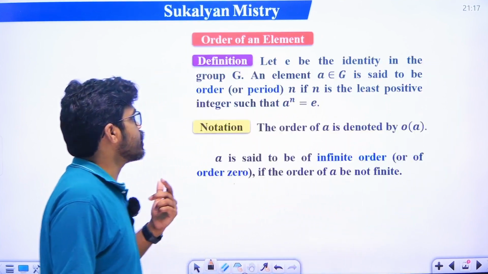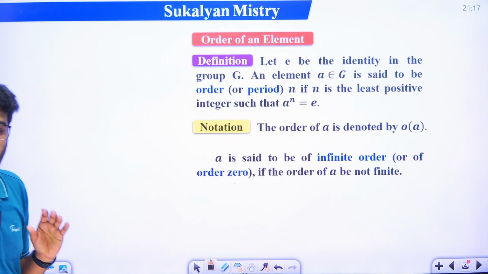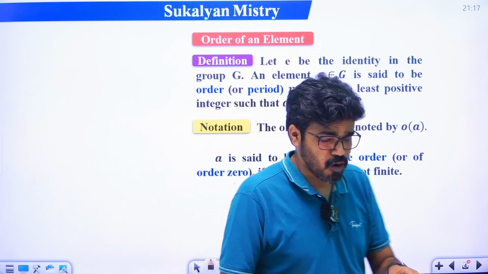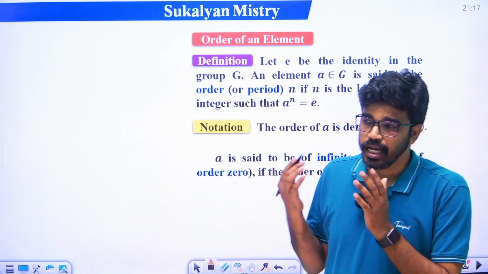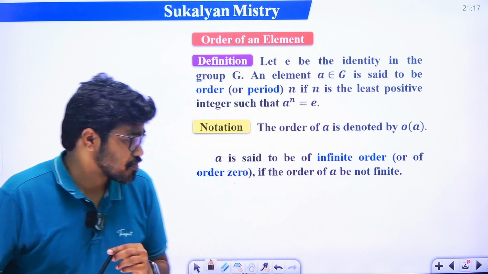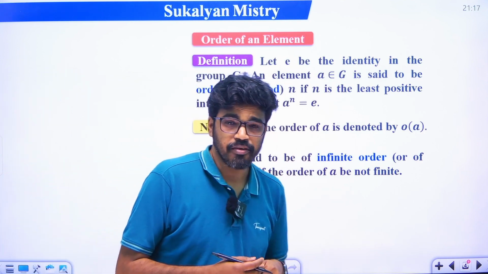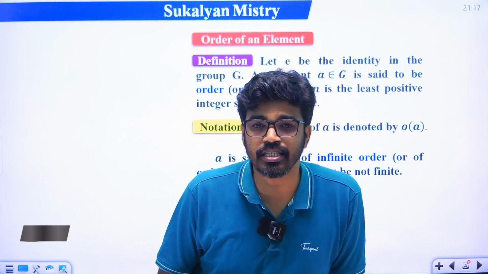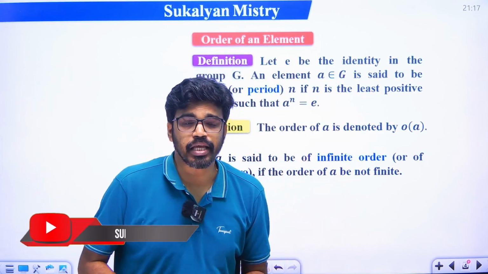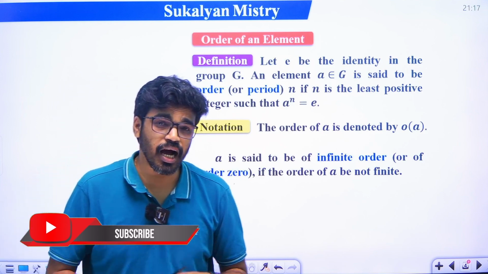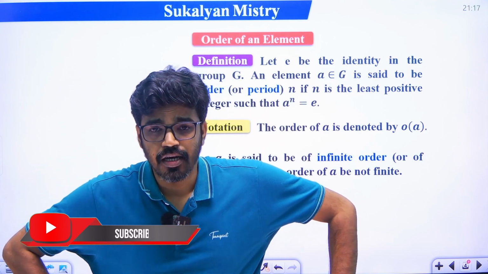So we already know the definition of order of an element. What is the definition of order of an element? It is very important. Let G be a group, right? And element A is said to be order n if n is the least positive integer such that a to the power n is equal to e, right? Where e is the identity element of the group, right?